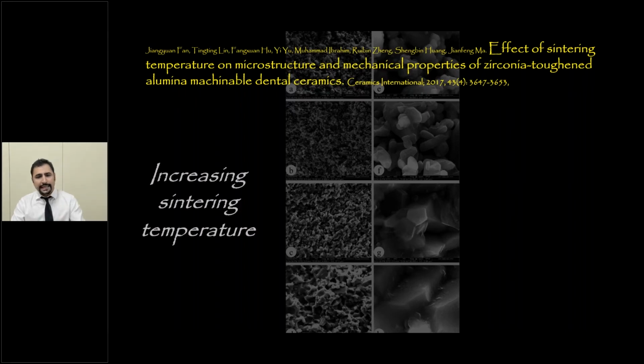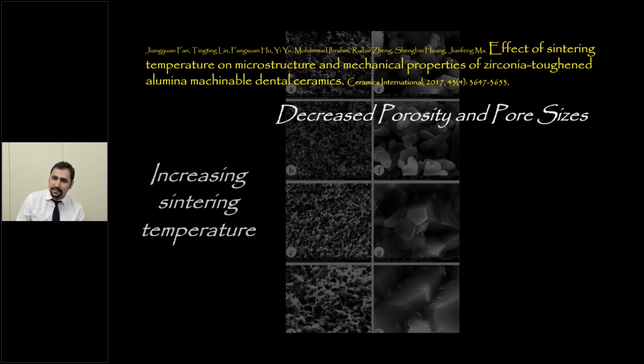Now, they increased the sintering temperature by increments, and they checked the mechanical properties of the zirconia based on each sintering temperature. What they found is that as they increase the sintering temperature, the porosities and the pore sizes decrease. In other words, the zirconia became denser as the sintering temperature increased.